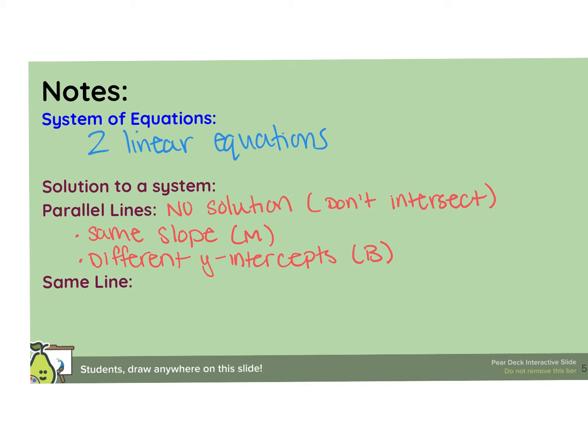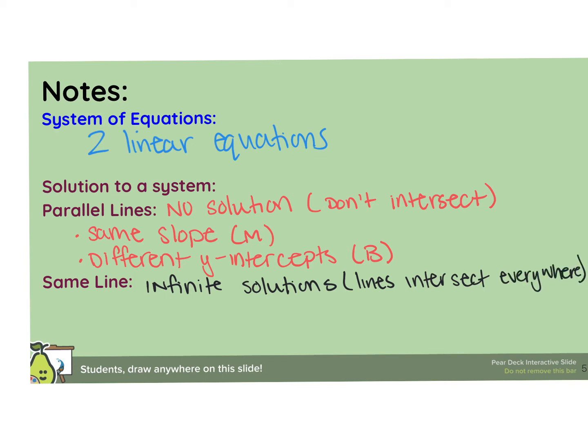So if you graph one line and then you graph the second line right on top of it, that means you have infinite solutions. The lines intersect everywhere. Every single point is a solution. So the equation is going to have the same slope and the same y-intercept. They are exactly the same line.